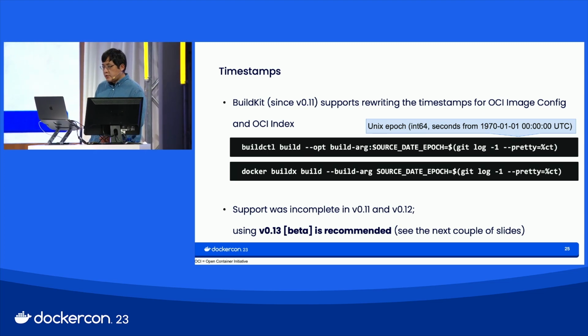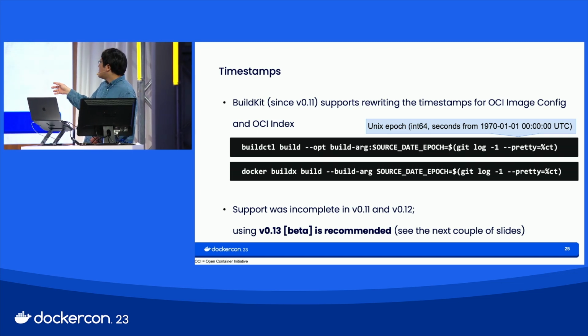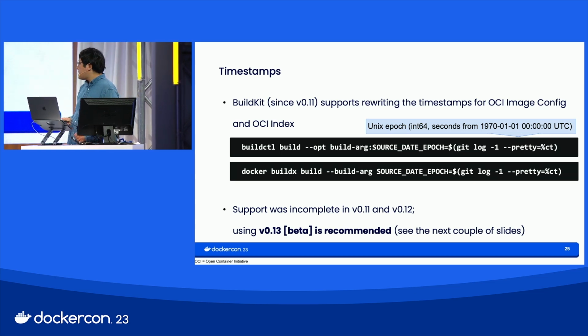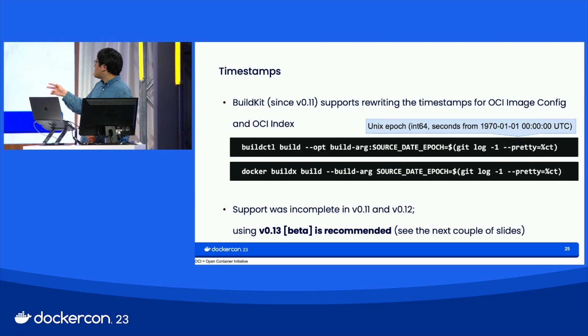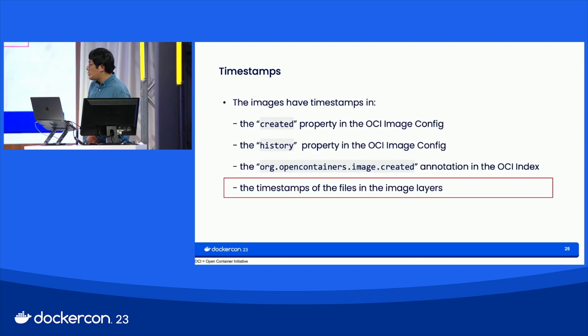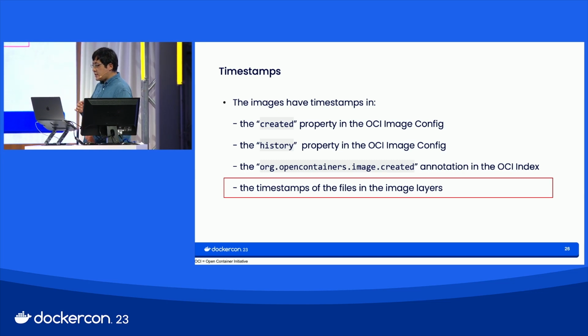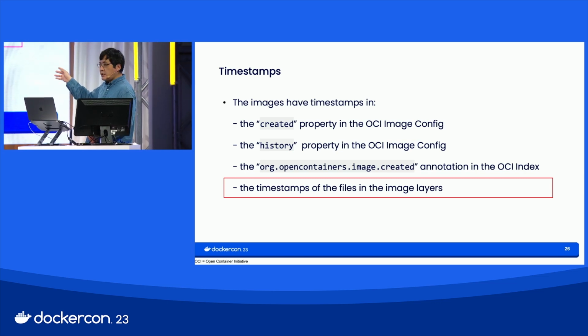But the support for SOURCE_DATE_EPOCH was incomplete in BuildKit versions 0.11 and 0.12. So I suggest using BuildKit version 0.13. This is still beta at the moment, but this version is highly recommended for reproducible builds, because version 0.13 supports rewriting the timestamps of the files in the image layers.